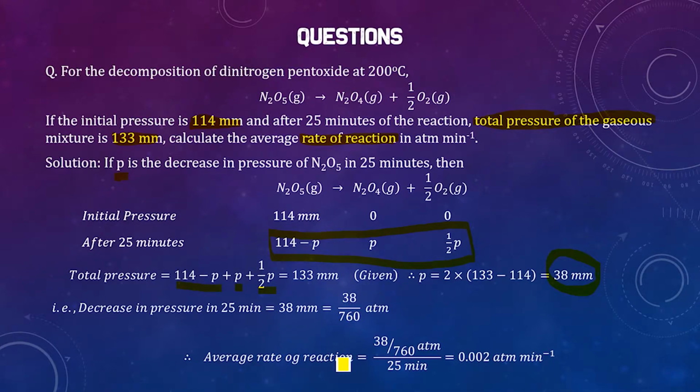Now for finding the average rate of reaction, we know the formula: change in pressure upon time. So 38 upon 760 divided by 25 minutes, you will get 0.002 atm per minute. Got it? So this is the answer for the first question. I hope it is clear. So let's move to the next question.